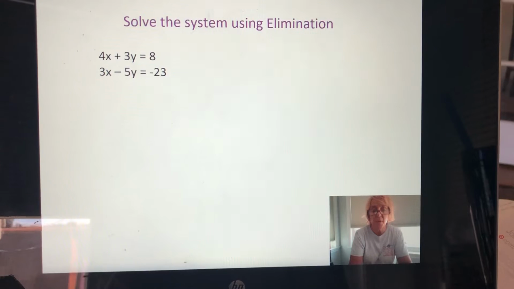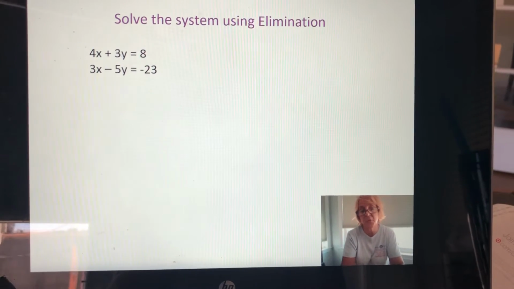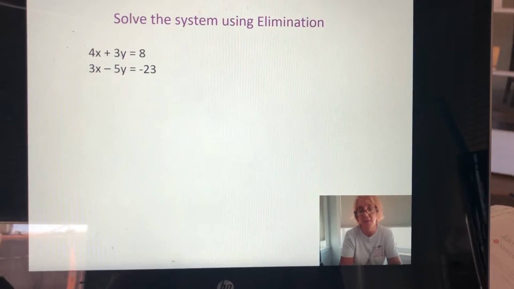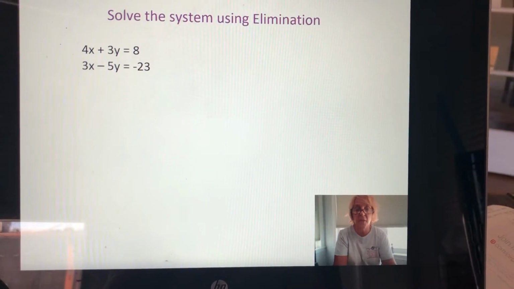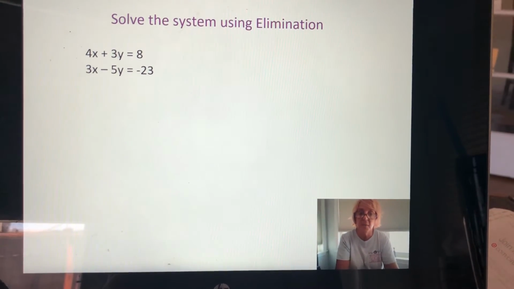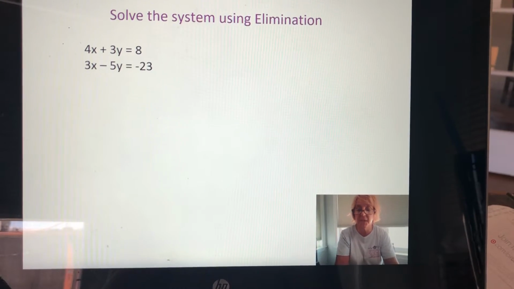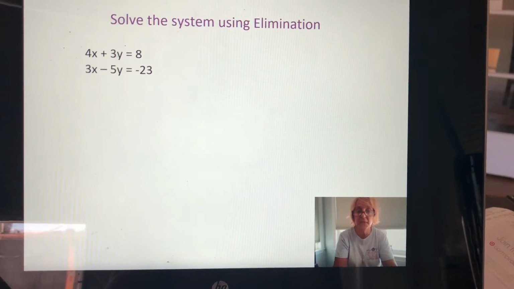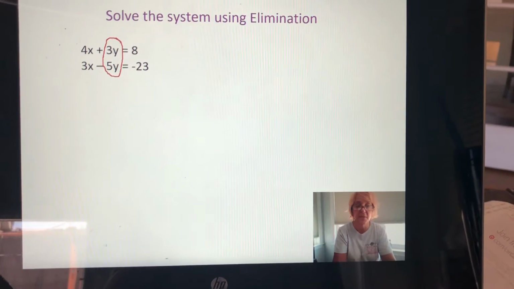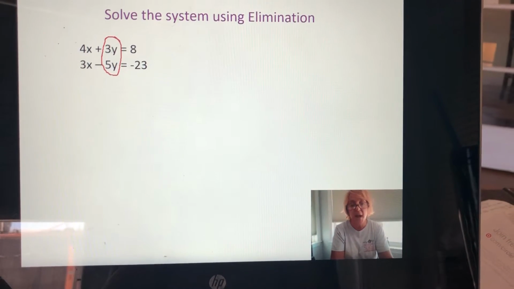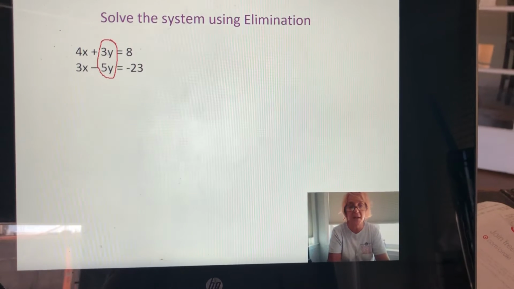On this particular problem, we're going to have to multiply first. So you can see that there's not the same number in front of either x or y. So I'm going to choose to eliminate y. So my goal is going to be to get a 15 for y. So that number I want to be a 15 so I can eliminate. So this top equation, I'm going to multiply times 5.